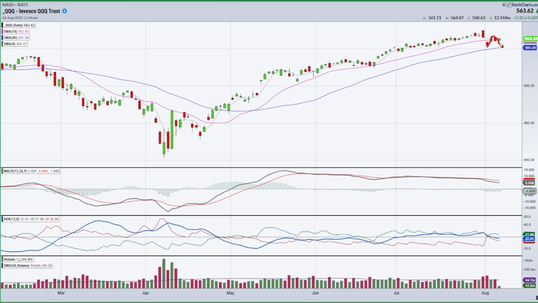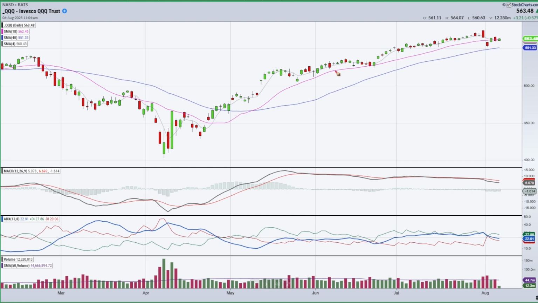Now, can we form a pivot high right in this area? That would mean we'd need to come back down and take out the low of the high bar and close below it. Even more important is if we can take out the low of this bar, we're going to have confirmation, and this 18 is going to really roll over. That's really what we're looking for now, is this line to actually roll over at this point. Very important to see if that takes place.